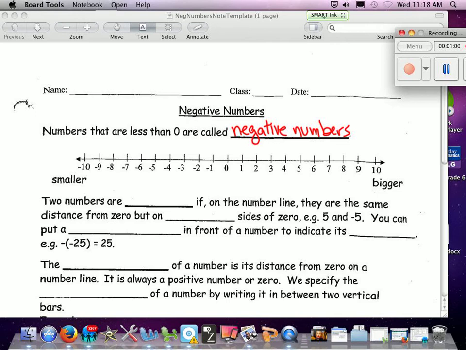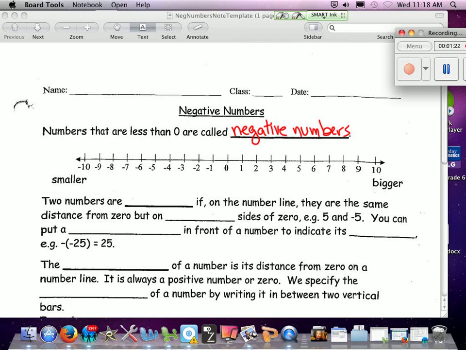So we did a lot with number lines, and if you recall, as the numbers go to the right, they're getting bigger. And as you look at numbers going to the left, or if it's a vertical number line going down, that means the numbers are getting smaller.